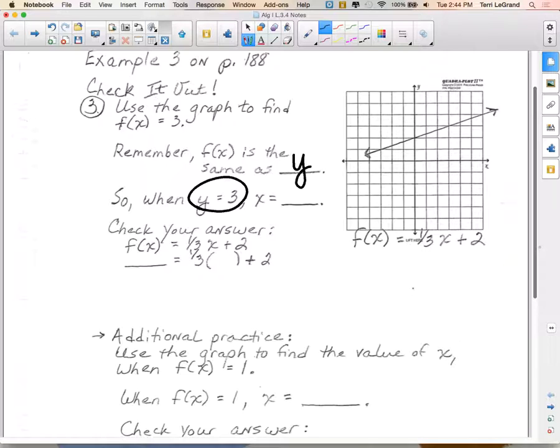So what are we going to do? What are we going to do? Cameron?